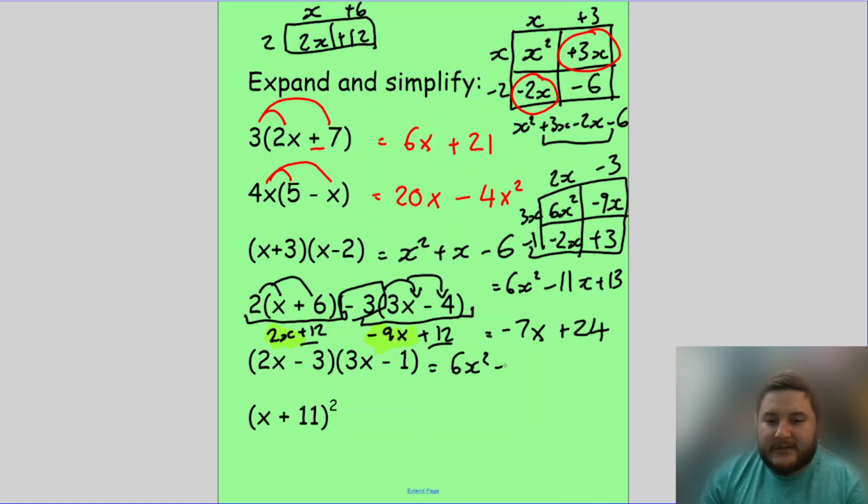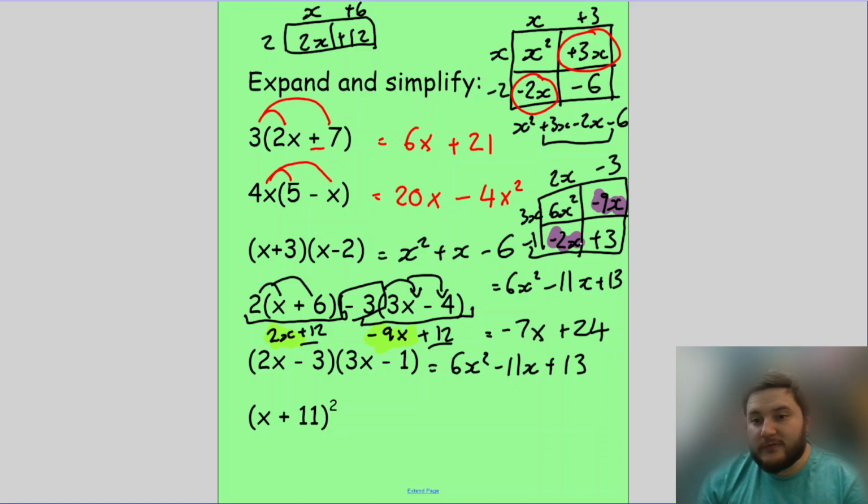So 6x squared take away 11x plus 13, like that. Okay then, just an extra thing to point out about the grid method. One thing that students tend to struggle on, or make a mistake on, is they do all this fantastic working out, and then it's this step here where they have to collect together these like terms, and they struggle understanding how to collect these together.